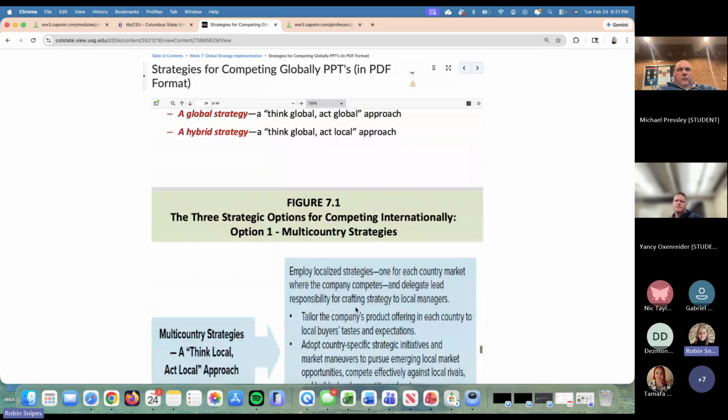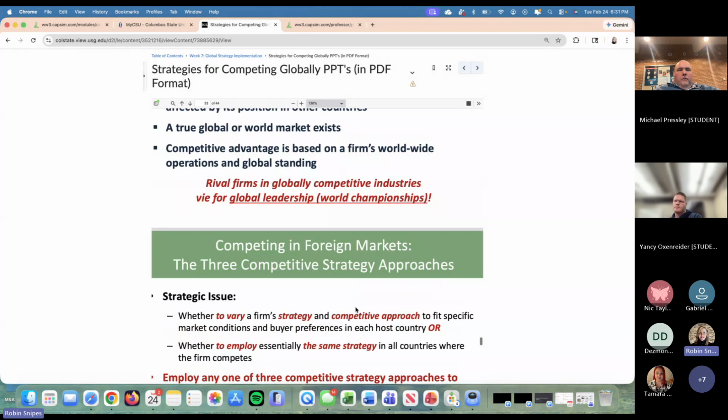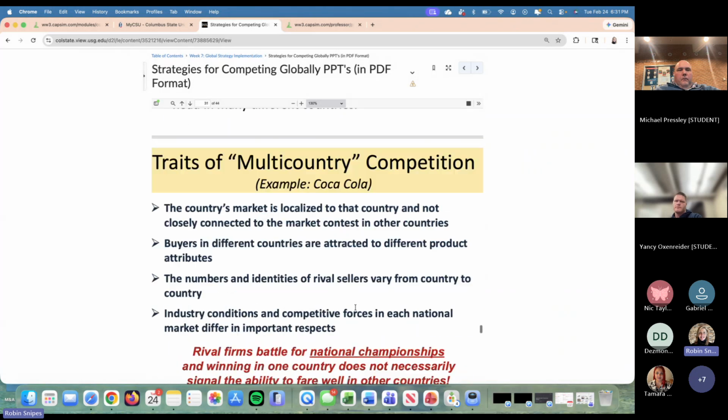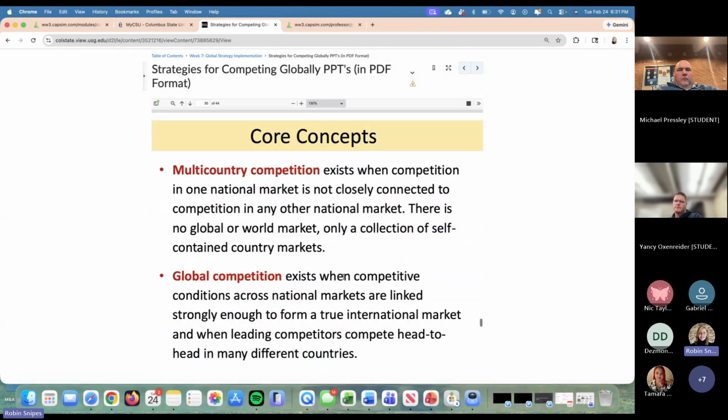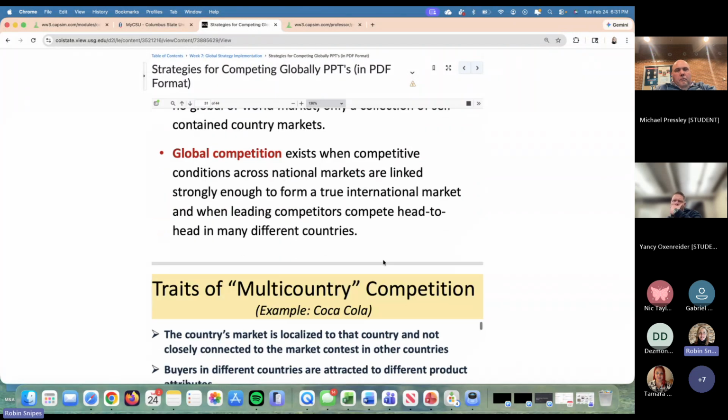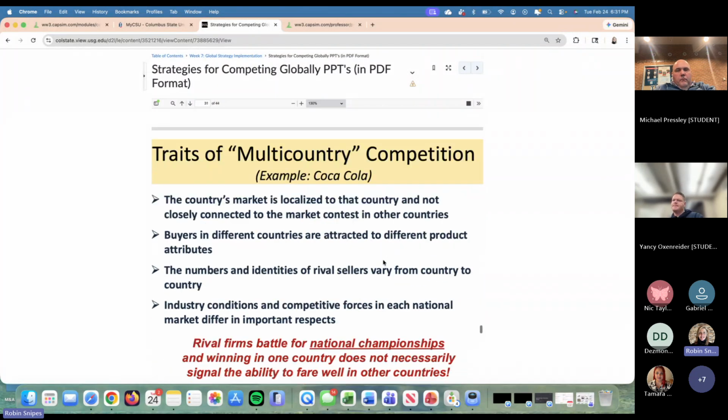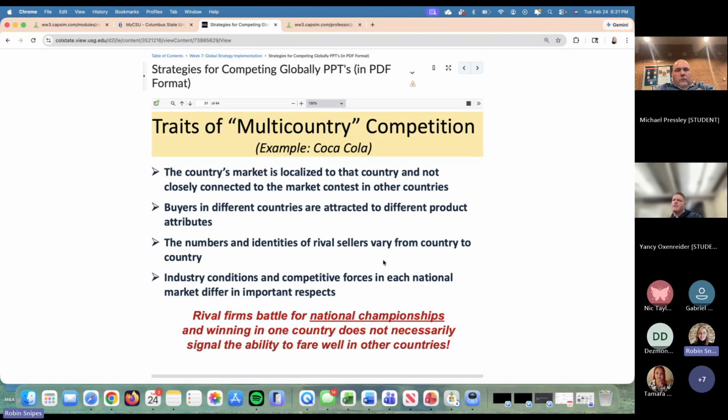Now it's whether your company should decide on what we call a multi-country strategy or a global strategy. These are two different strategies. A multi-country strategy is basically when a company decides that it's going to tailor its specific strategy to each country. So you wouldn't have one strategy across the world.